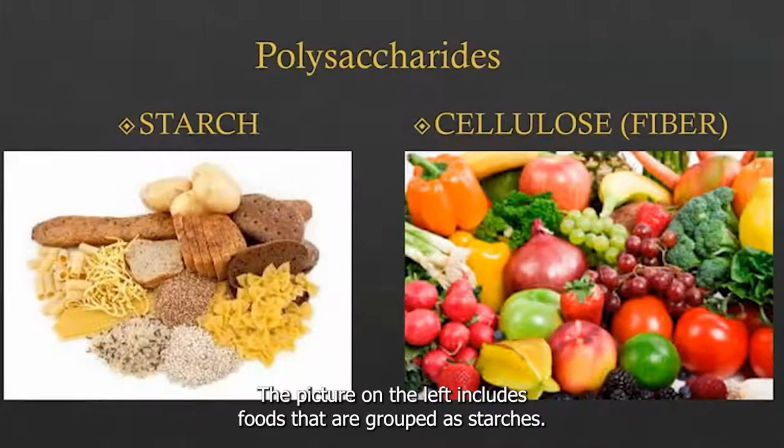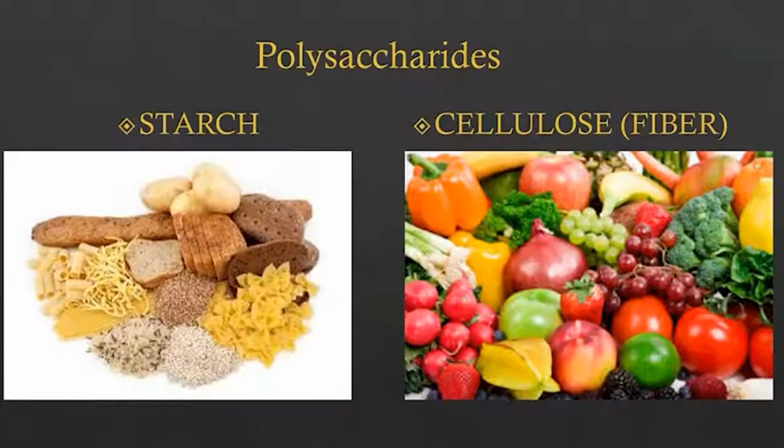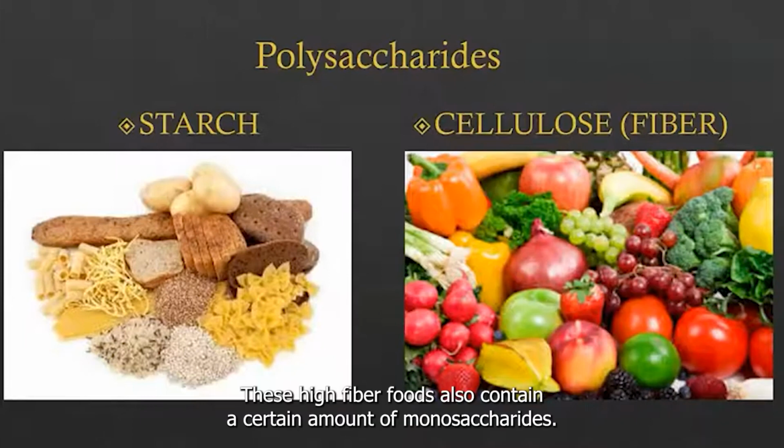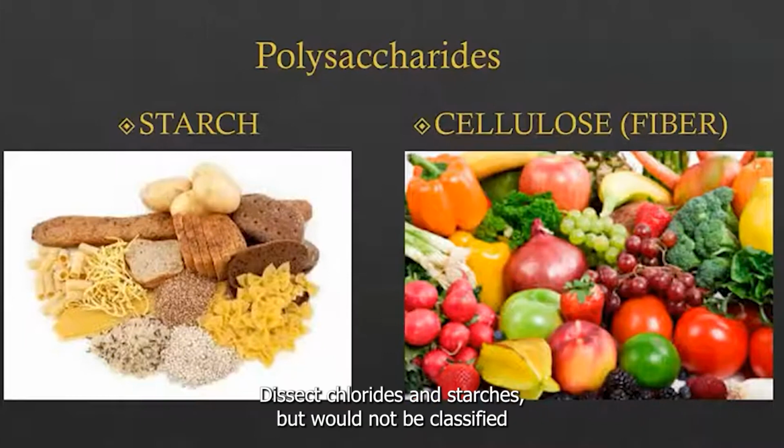The picture on the left includes foods that are grouped as starches. On the right are the foods that are high in fiber. These high-fiber foods also contain certain amounts of monosaccharides, disaccharides, and starches, but would not be classified as starches.